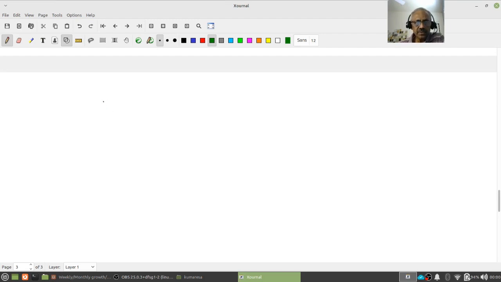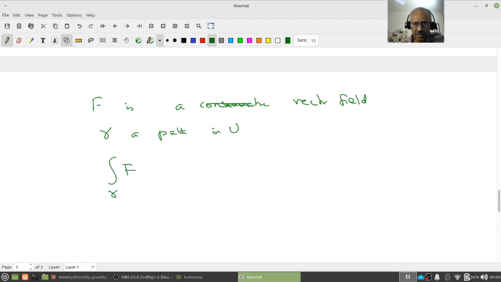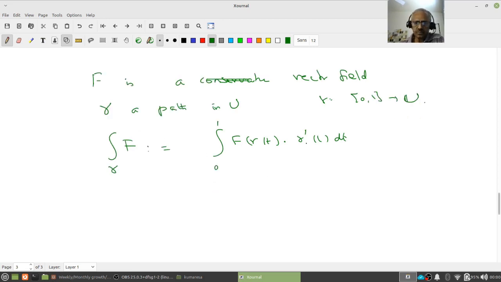So there you say that if F is a conservative vector field, and if gamma is a path in U, then the integral of F over gamma, any vector field, you define to be the integral of F of gamma t, dot product with gamma prime t, dt, where gamma is from [0,1] to R2. You see that this is exactly the same way you define the path integral for a complex valued function. Now if F is conservative, this is a fact.